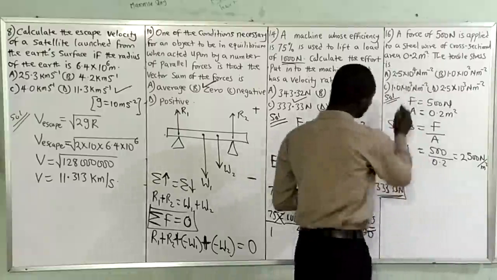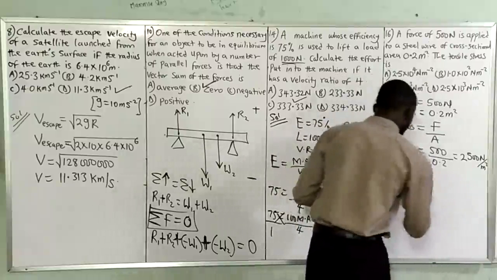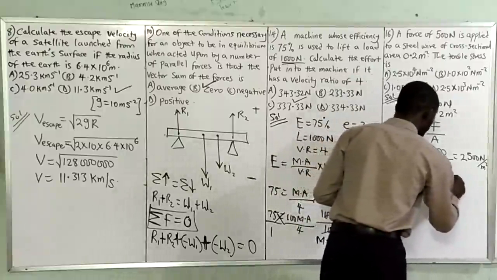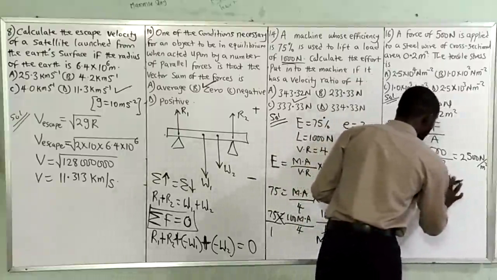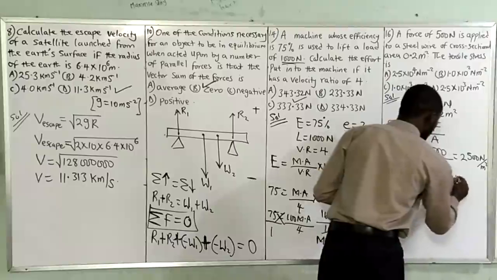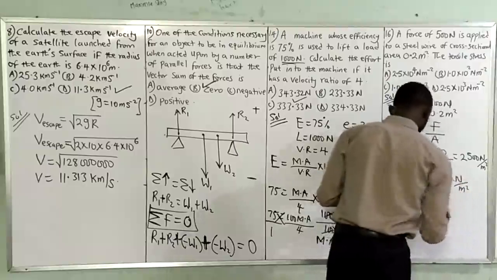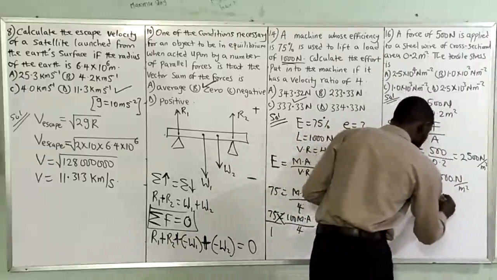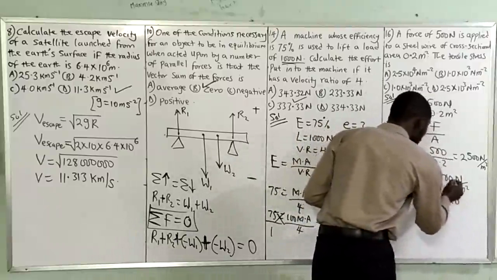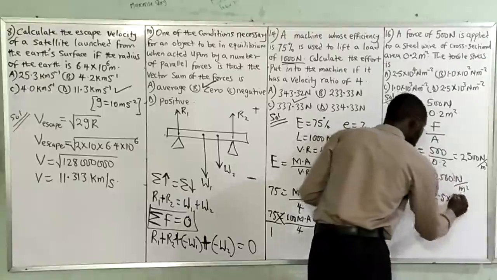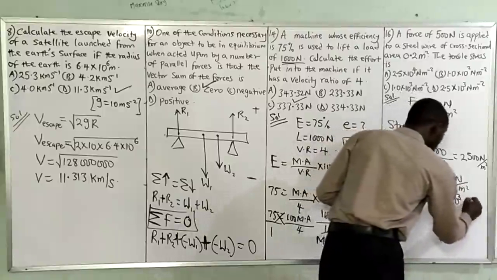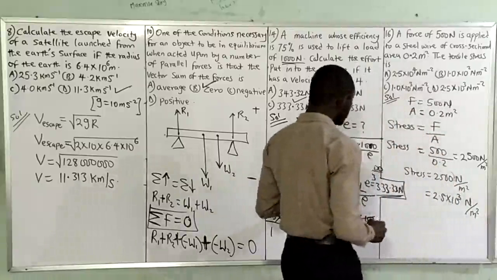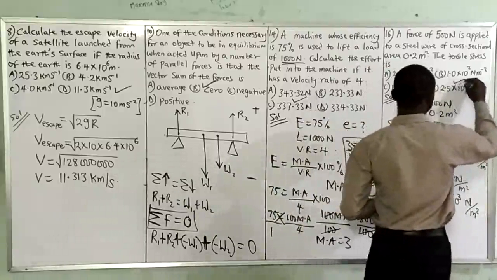But the option is in standard form, so let's convert it. If my stress is 2,500 Newton per meter squared and I want to convert it to standard form, it will be the same thing as 2.5 times 10 raised to the power of 3 Newton per meter squared. And which option is that? That will be option D.